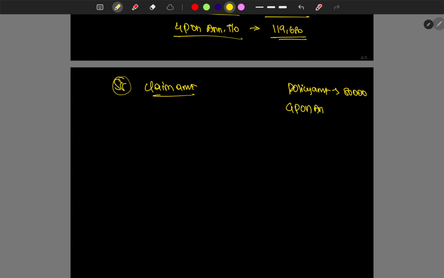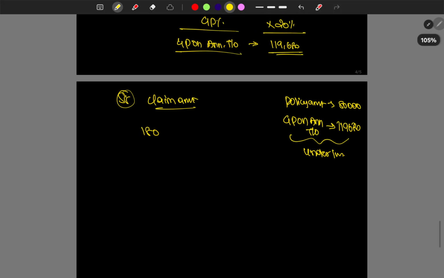GP on annual turnover is 1,90,680. That is the under insurance. So 18,000. So loss on profit into policy amount divisible by GP on annual turnover. If we work out this problem with this formula, we can find out the claim amount.